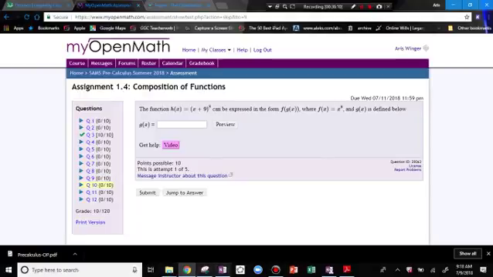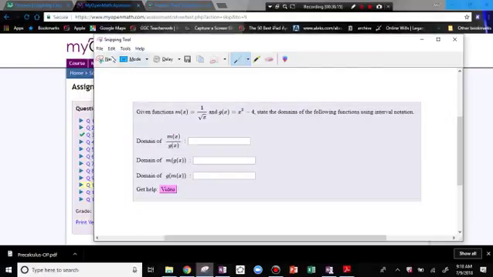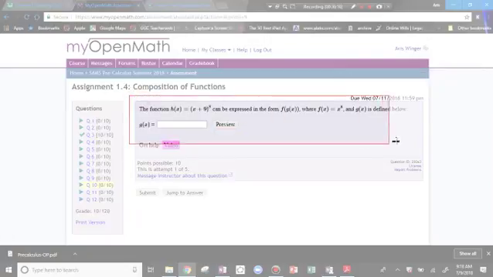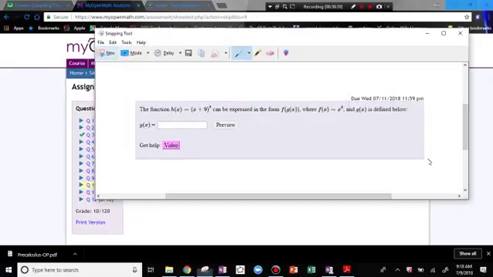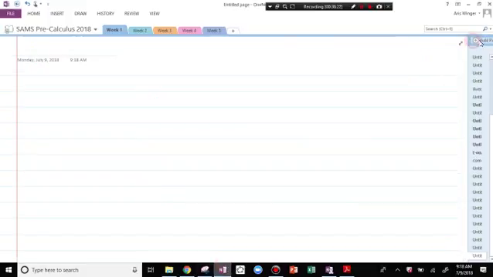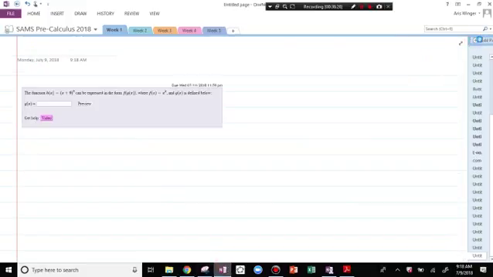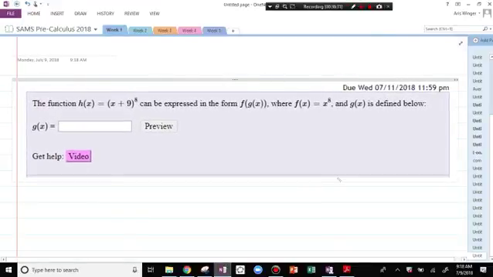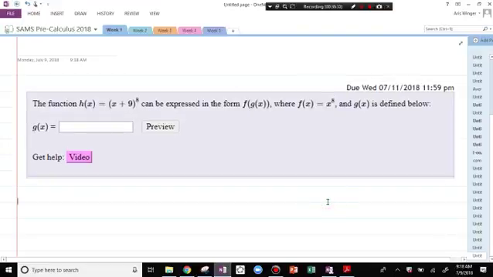Composition. This is the composition of a couple of functions. They've given you one, so it's pretty much determined. The function h of x equals x plus 9 to the 8th can be expressed in the form f of g of x, where f of x is x to the 8th and g of x is defined by something, right? What is it saying mathematically? It's saying that h is the composition of two functions, and here's one. What's the other?